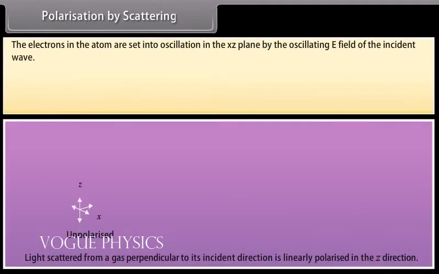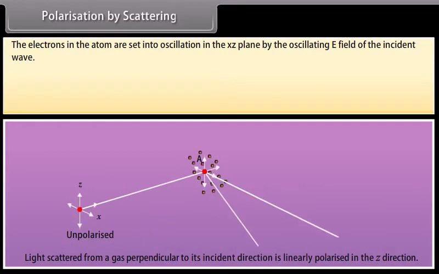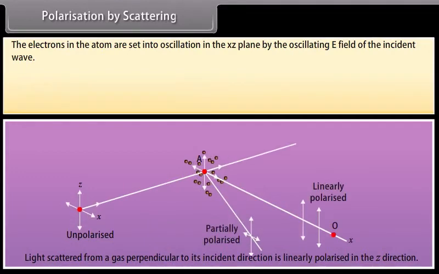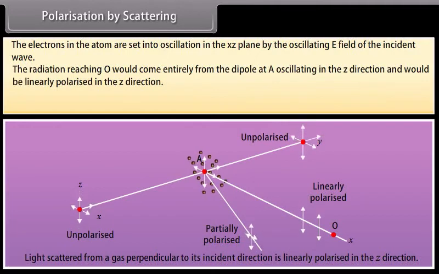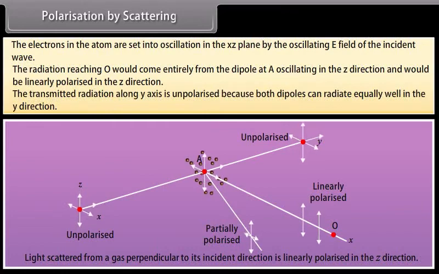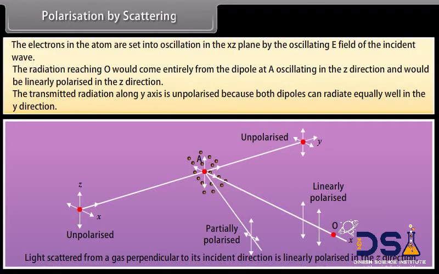Polarization by scattering. Consider an unpolarized light traveling along the y-axis that strikes a gas atom at A. The electrons in the atom are set into oscillation in the xz plane by the oscillating E field of the incident wave. The radiation reaching O would come entirely from the dipole at A oscillating in the z direction and would be linearly polarized in the z direction. The transmitted radiation along the y-axis is unpolarized because both dipoles can radiate equally well in the y direction.